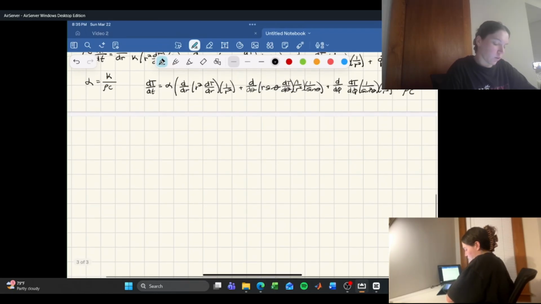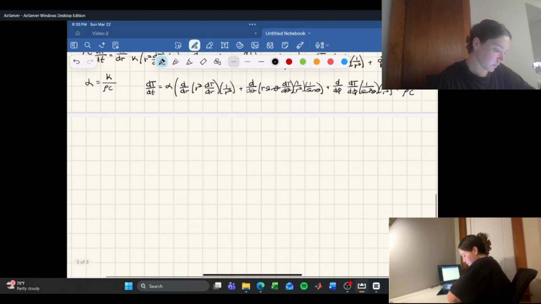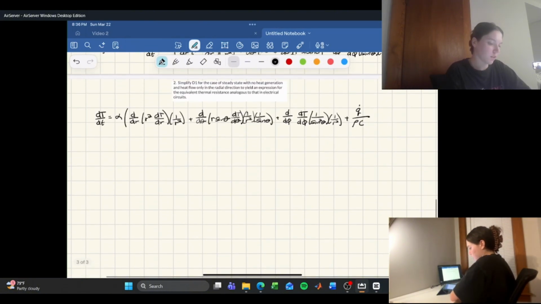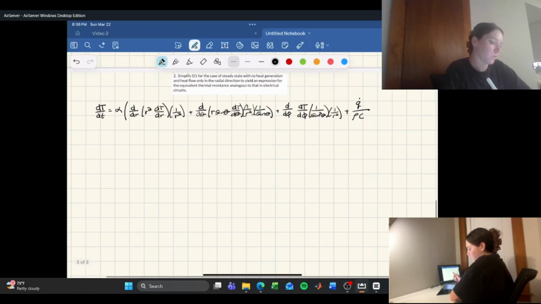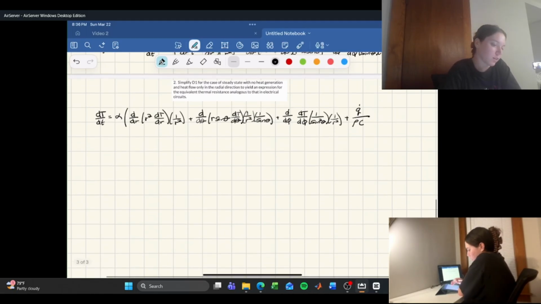This is the final equation for the heat transfer. Okay, so like I said, this is the general heat diffusion equation for a sphere. And then looking at this example, it wants to look at a case for steady state. So this is going to be 0.